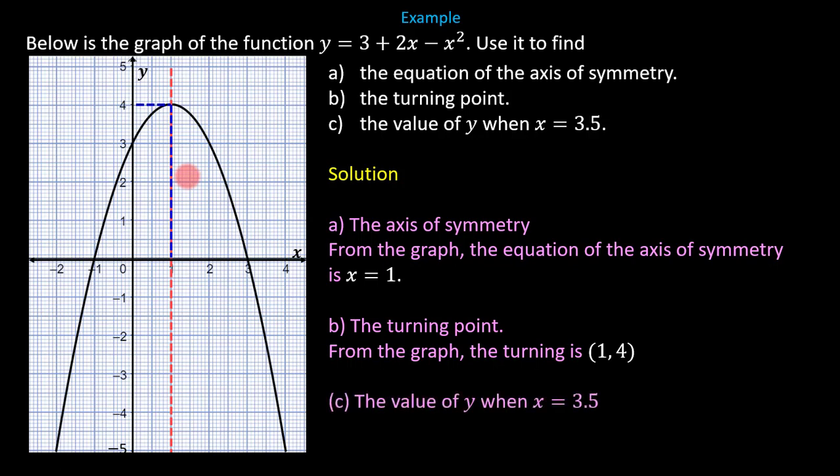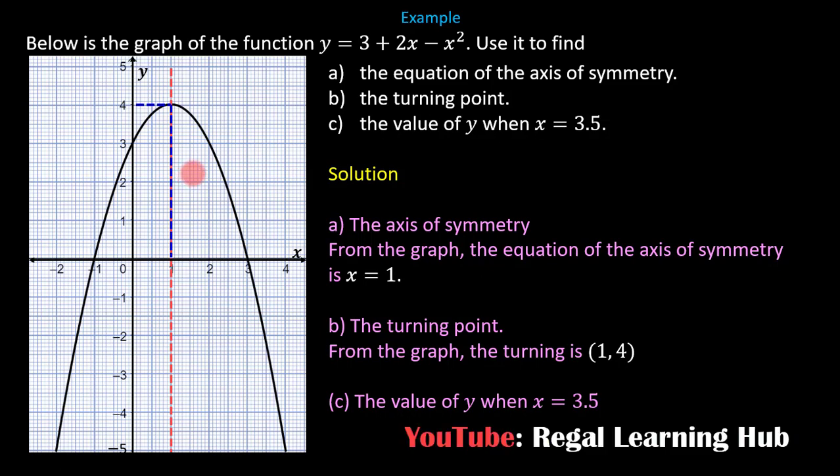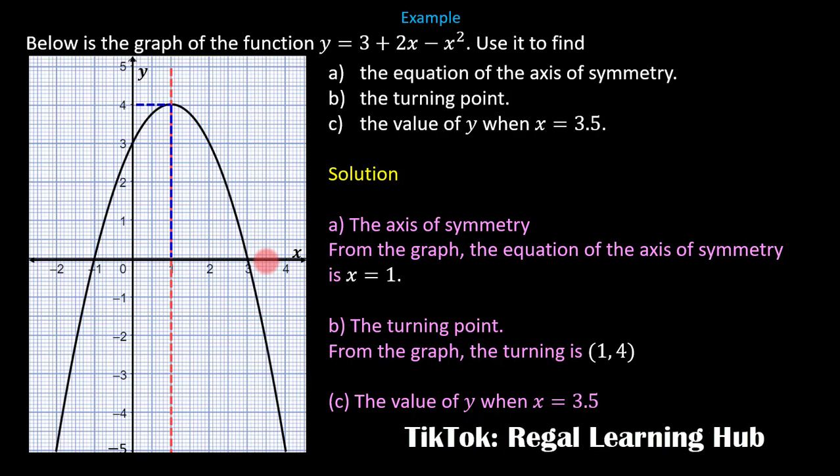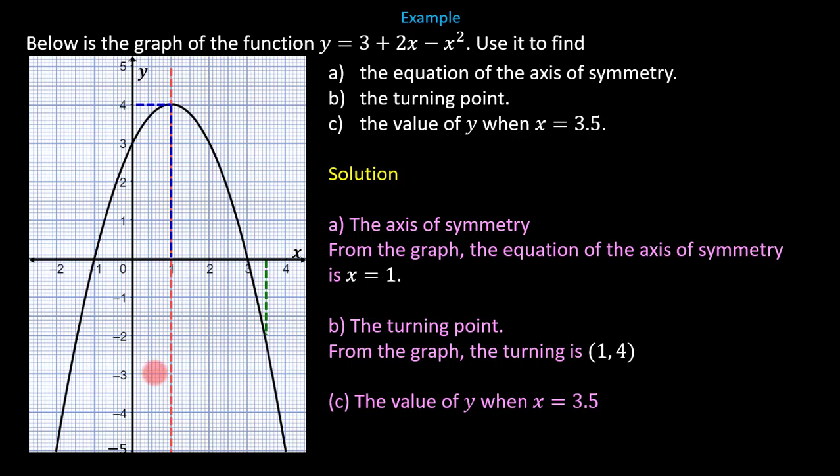Let's come to the value of y when x is equal to 3.5. First of all, you locate where 3.5 is on the x-axis. This is 3 and this is 4. That means the middle portion should be 3.5. Here it is. So we use a vertical line to trace towards the graph. Wherever the vertical line touches the graph, we then trace horizontally to the y-axis, and that will give us a corresponding y value equal to -2. Okay, so we can say that from the graph, when x is equal to 3.5, y is equal to -2.